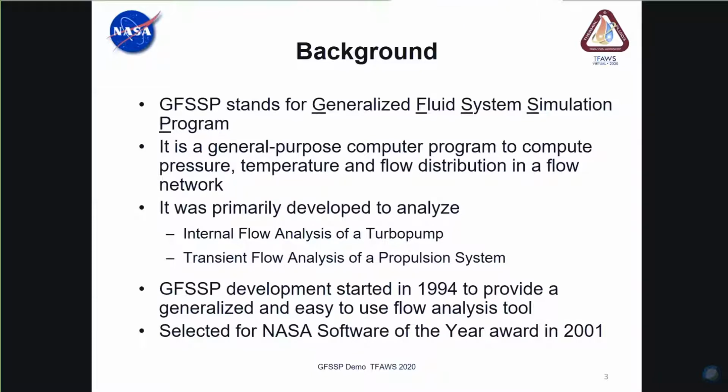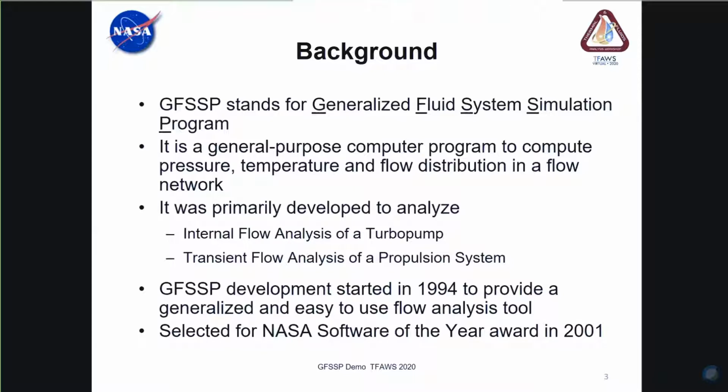GFSSP stands for the Generalized Fluid System Simulation Program. It's a general purpose computer program for computing pressures, temperatures, and flow distribution in a flow network. It is a finite volume 1D network flow solver. It was originally developed to support the fast track engine program, primarily to look at secondary flows inside the fast track turbopump, as well as to model some of the propulsion systems that were used in testing of fast track on the ground.